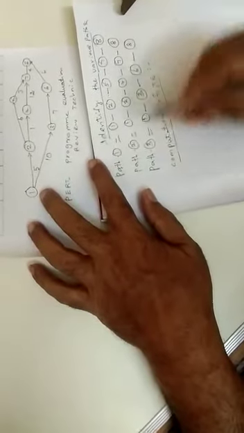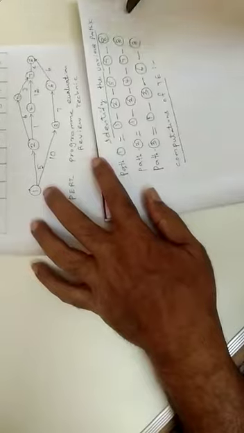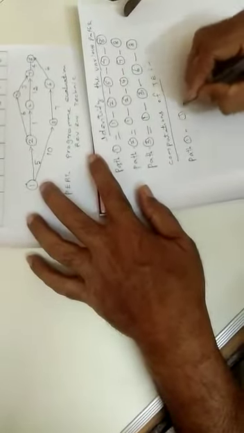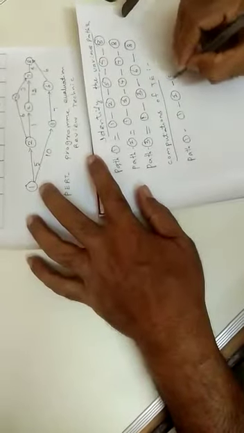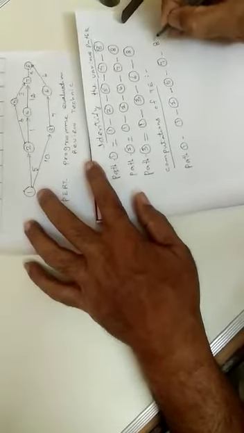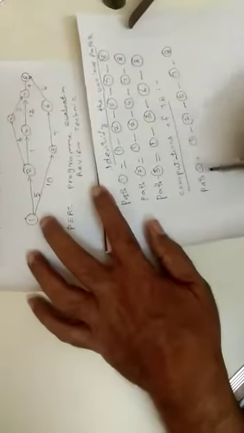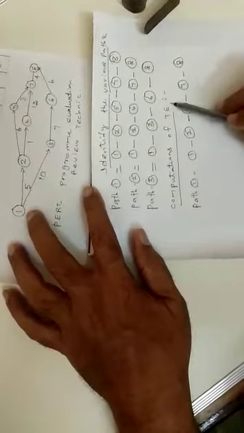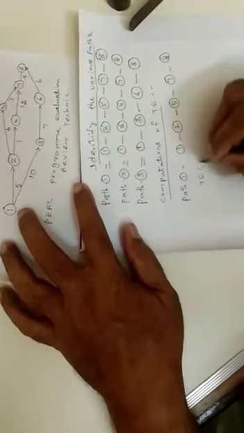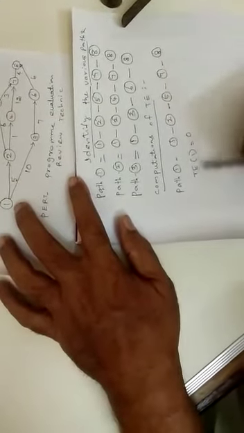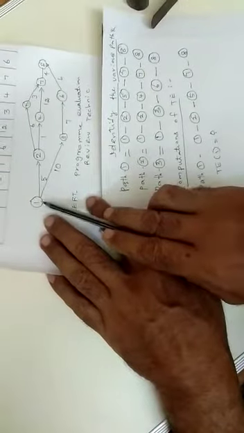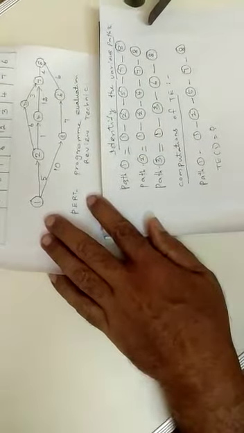Computation of TE, to find the path number 1: 1, 2, 5, 7, 8. This is path 1. From this path, you calculate the TE value. So TE1 equal to 0. TE1 is always 0 because no activity is going on. Here TE1 is equal to 0.